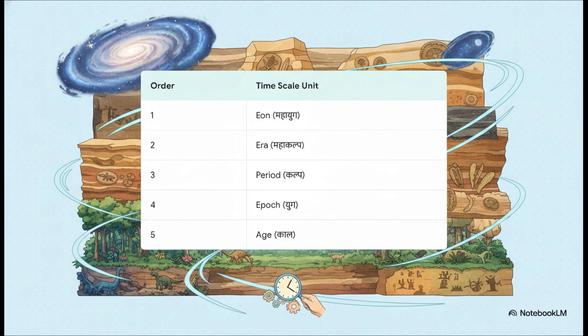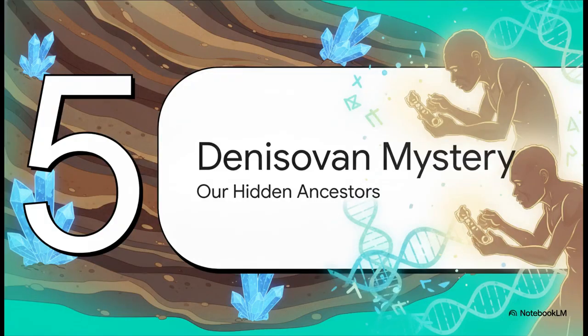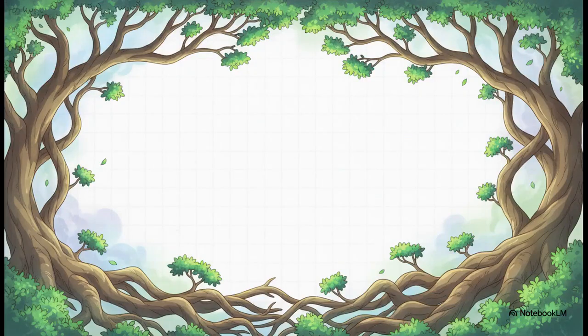It filters all the way down from the massive eons at the very top into eras, then periods, epochs, and finally the smallest unit, the ages. Getting this exact sequence right is absolutely essential for understanding the grand calendar of Earth's history. And our final section, number 5, the mystery of the Denisovan humans. Let's apply this understanding of deep geological time to an incredibly recent archaeological discovery that completely shook the scientific world.